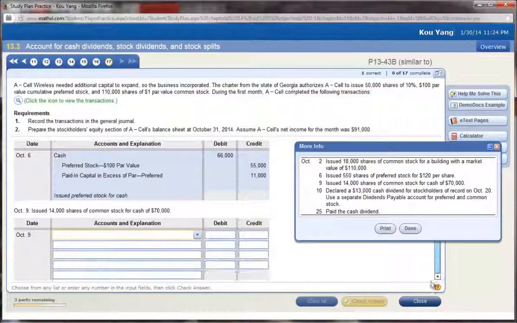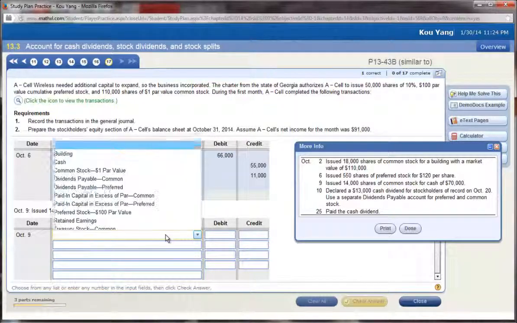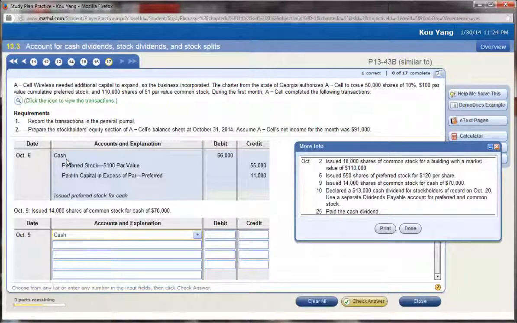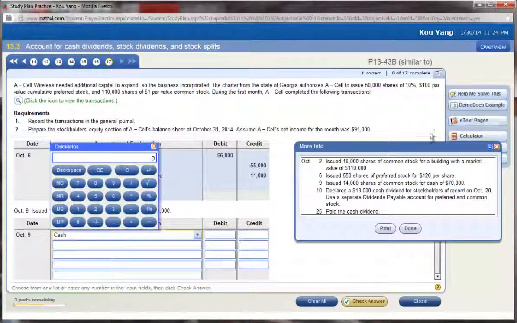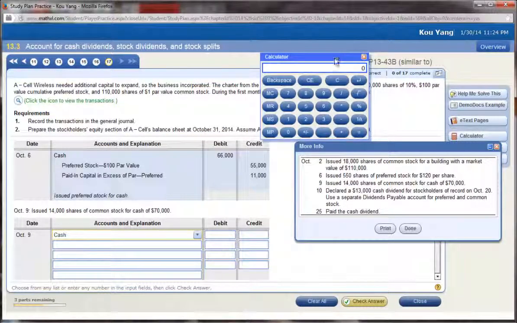Our next item on the list is we issued 14,000 shares of common stock for cash of 70,000. So it's going to be the same transaction, except that here it was preferred stock and our par value is a little different. So once again, we issued it for cash, so I'm going to debit cash. It was 14,000 shares for 70,000 and didn't give us a per-share amount. So we'll put 70,000 here.